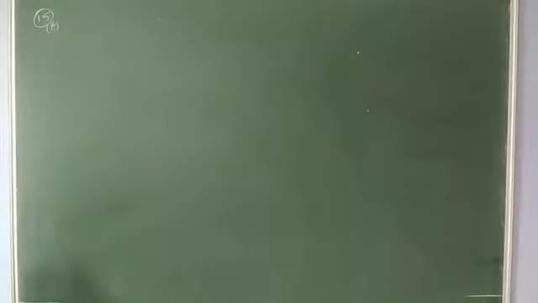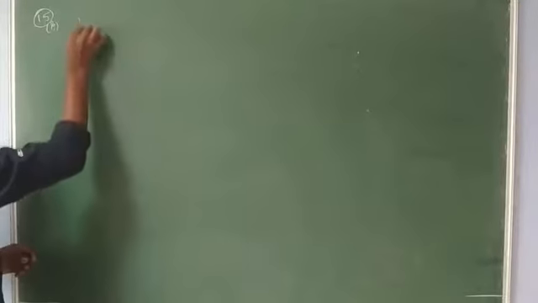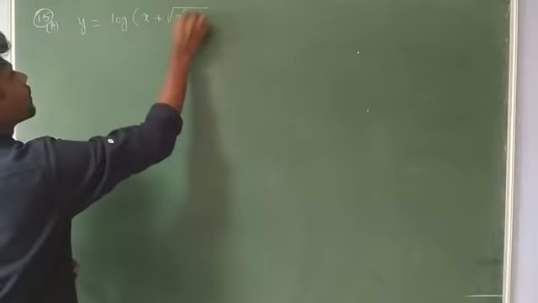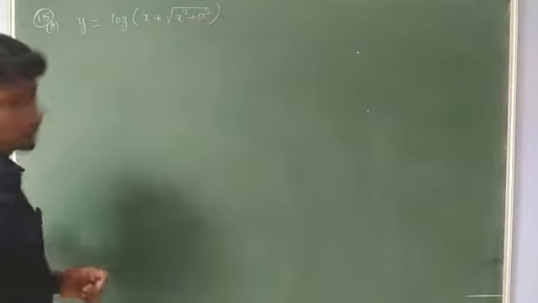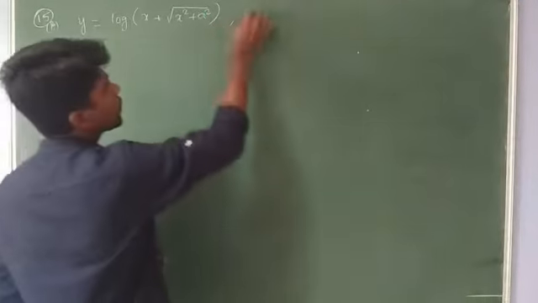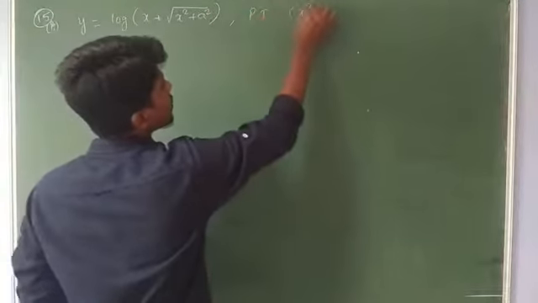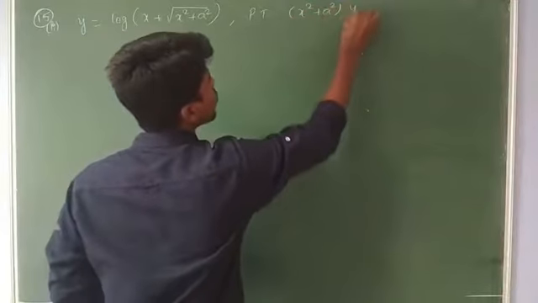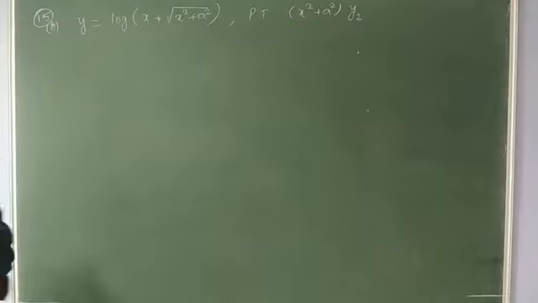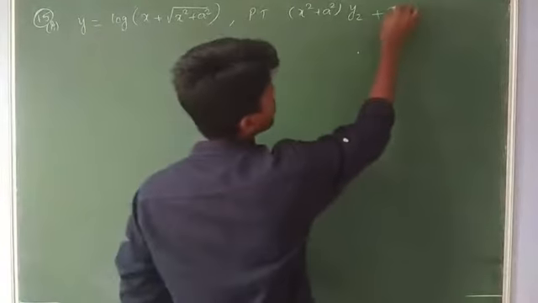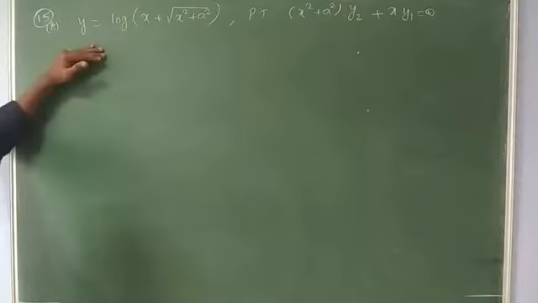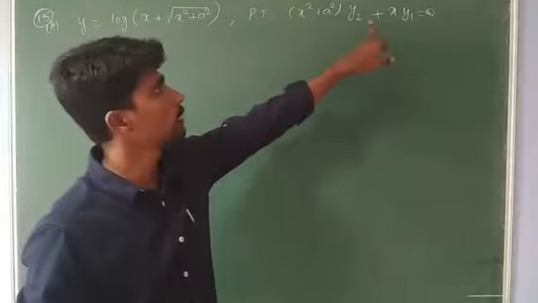Given y equal to log of x plus root x square plus a square. Prove that x square plus a square into y2 plus x into y1 equal to 0. Okay, they have given this particular y and I need to find y2, which is nothing but the second derivative of y.